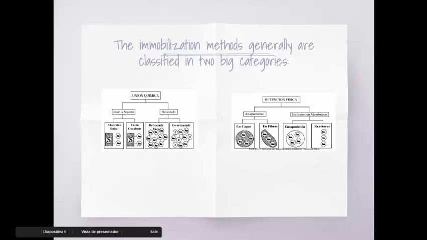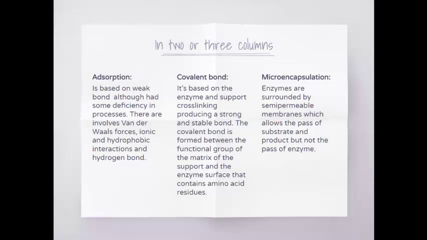The immobilization methods are generally classified into two big categories: physical retention and chemical bonding. Adsorption is based on weak bonds, involving van der Waals forces, ionic and hydrophobic interactions, and hydrogen bonds. Covalent bonding is based on the enzyme and support cross-linking, producing a strong and stable bond.